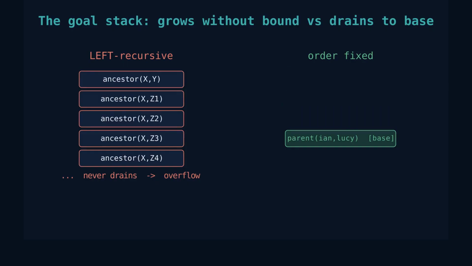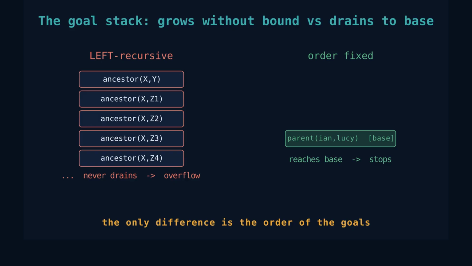Let me show you the two outcomes side by side as a goal stack, the engine's to-do list. With the left recursive rule, each call pushes another copy of the same unshrunk goal on top of the stack. The stack grows, and never drains. That is the infinite loop, and eventually the stack overflows. With the order fixed, each call first takes a real step that shrinks the problem, so each new goal on the stack is smaller than the last. The stack rises a little, then drains down to the base case, and the search stops. A stack that grows without bound, versus a stack that drains to the base, that is the whole difference, and it is decided entirely by order.